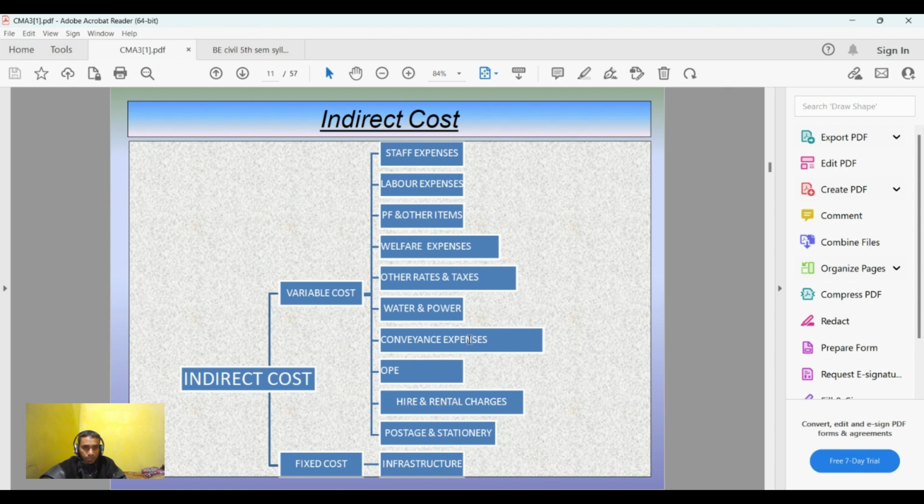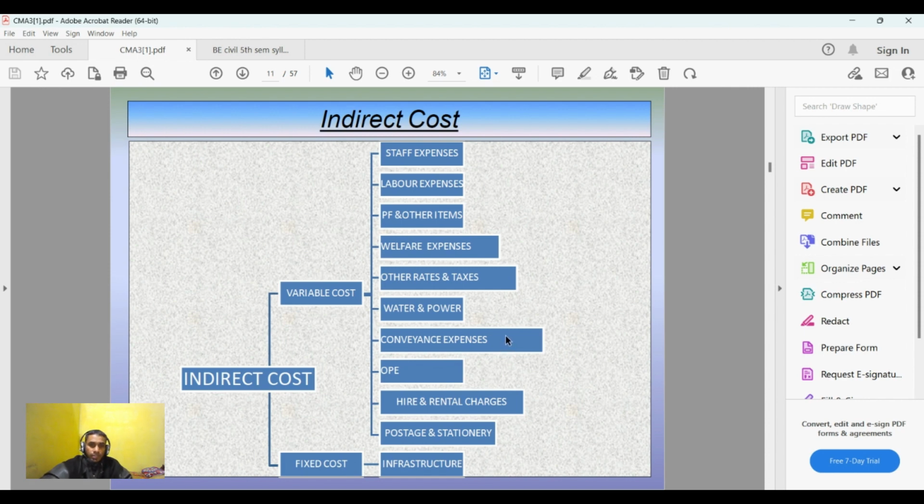So then coming to indirect cost, okay, it's divided into variable cost and fixed cost. So the staff expenses come under the variable cost, the labor expenses, okay, then the provident fund and other items, welfare expenses concerned with the site, other rates and taxes which are to be paid to the government, water and power, okay, whatever water is being used at the office, at the site, and the electrical consumption.